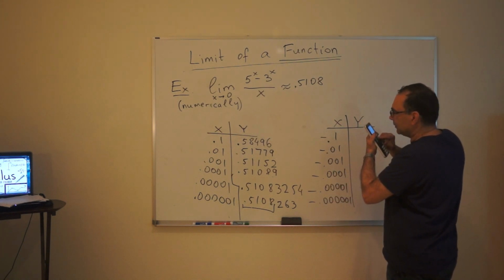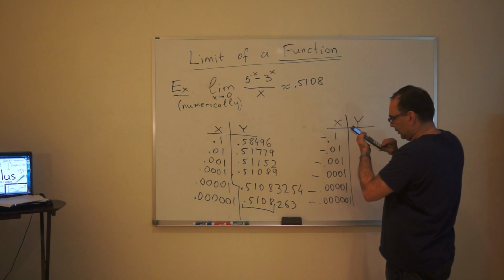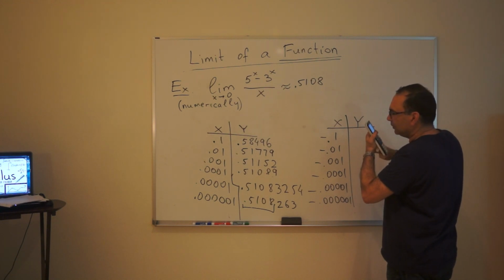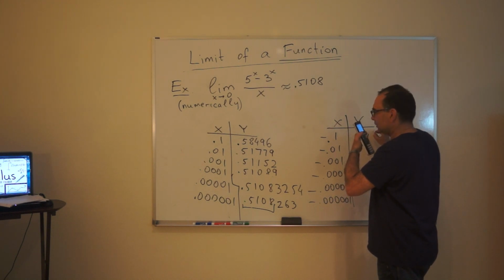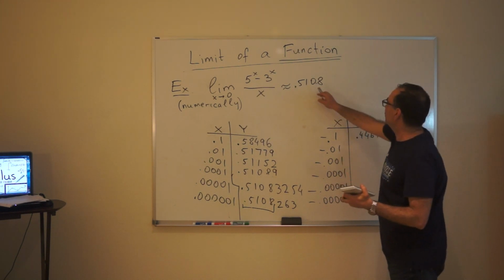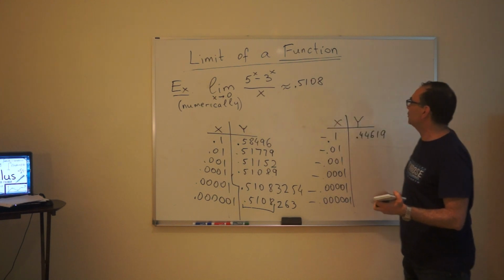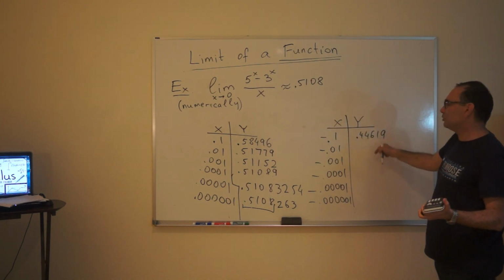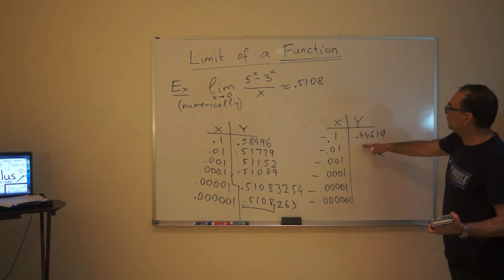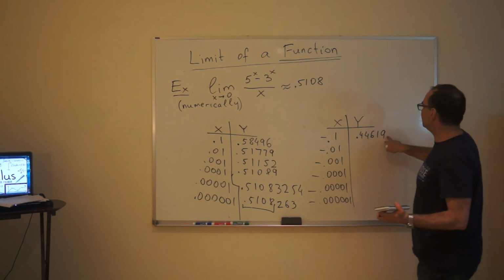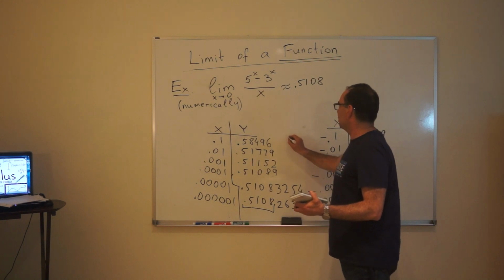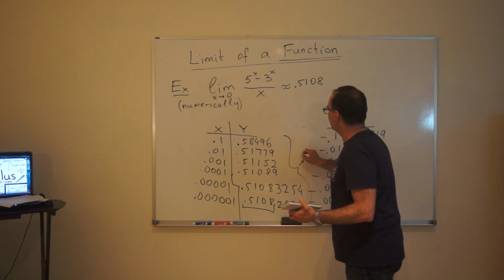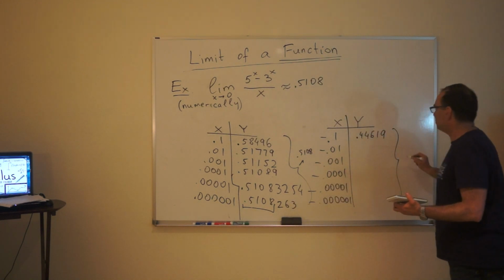So when I enter -0.1, the answer is 0.44619. It's pretty far from that. Well, you may say it's close, but it's not clear. So we still need to check some more numbers to make sure that these function values also approach the same number. So these numbers approach 0.5108. We have to make sure that these numbers also approach the same.